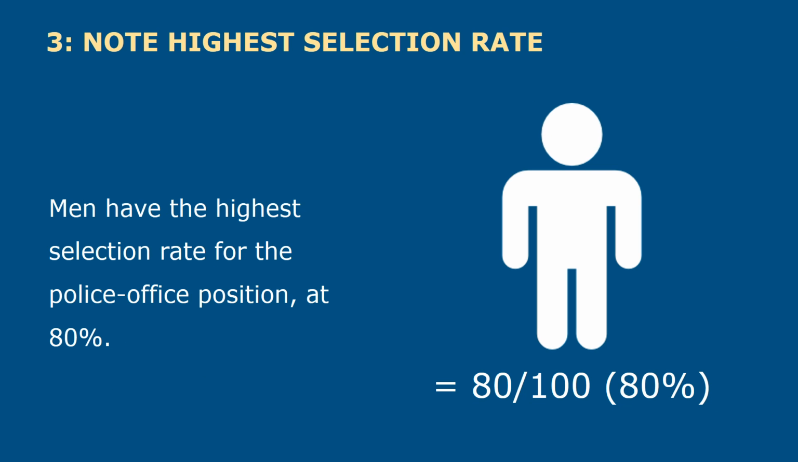Step 3. Note which group has the highest selection rate. In this step of the process, we determine which group has the highest rate of selection. The rate will be used as the point of comparison on which determination of adverse impact can be made. In our example, men have the highest selection rate for the police officer position at 80%.